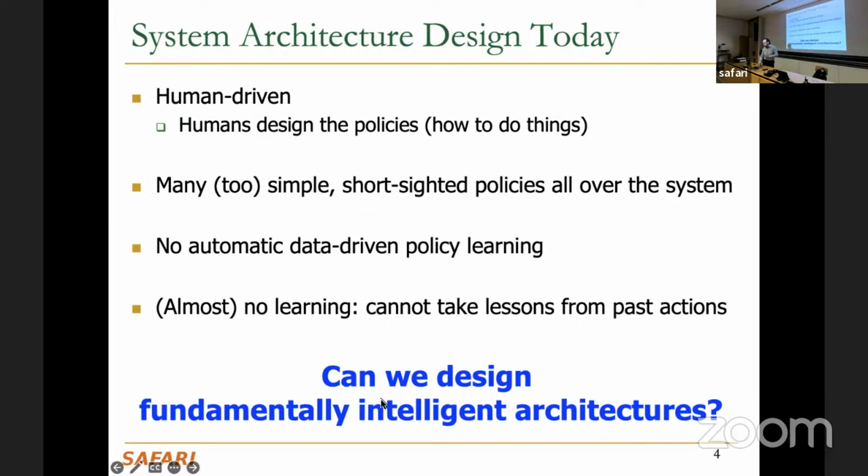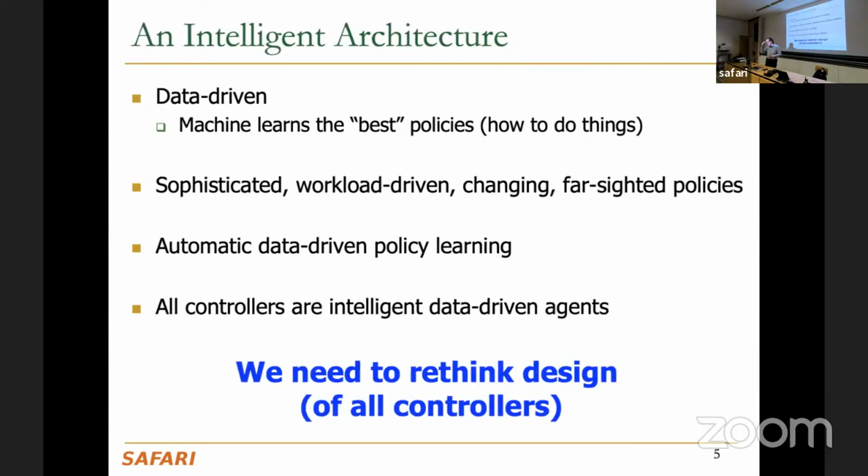So basically, the question we ask is, can we design fundamentally intelligent architectures? I don't know what fundamentally intelligent exactly means, but more intelligent architectures, at least, that can learn from their actions. So this is the vision, basically. We want data-driven policies, meaning machine learns the best policies over time, how to do things. It can change its mind, and it can become better over time, hopefully.